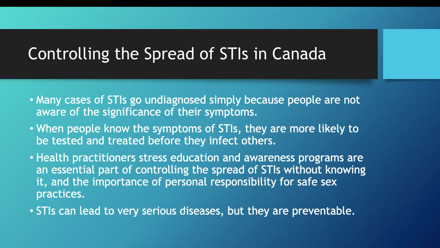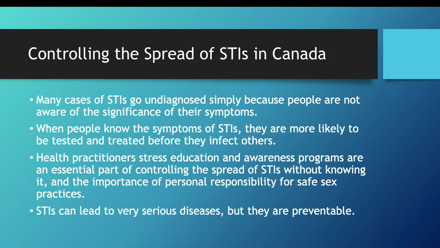So how can we control the spread of STIs in Canada? Well, many cases of STIs go undiagnosed simply because people are not aware of the significance of their symptoms. So people are having symptoms, they don't know that they're because of an STI. When people know the symptoms of STIs, they are more likely to be tested and treated before they infect others. Health practitioners stress education and awareness programs as an essential part of controlling the spread of STIs, and the importance of personal responsibility for safe sex practices.